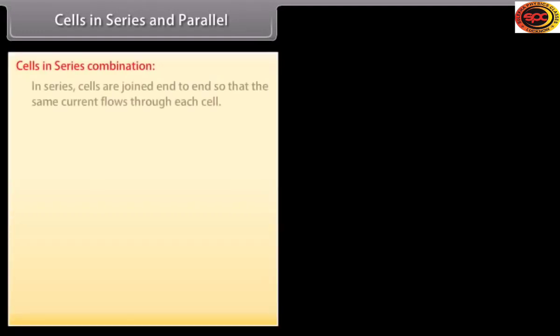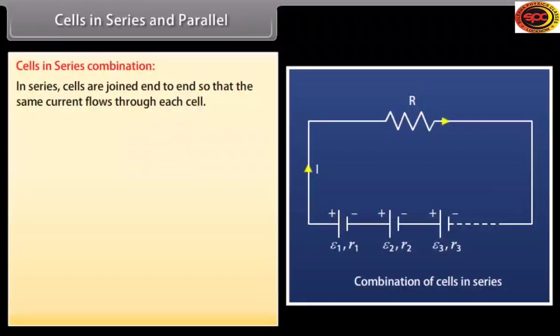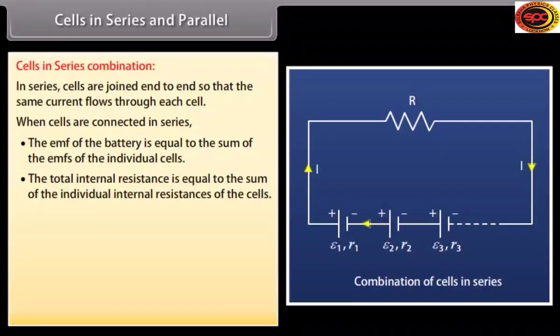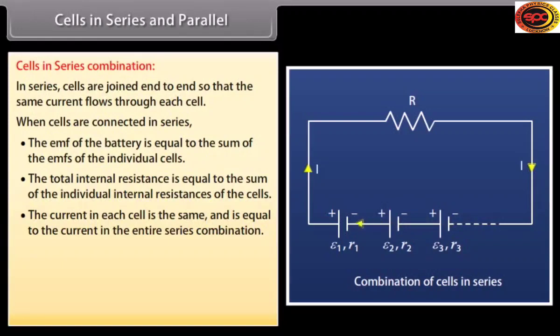Cells in series and parallel. Cells in series combination. In series, cells are joined end to end so that the same current flows through each cell. In ordinary series connection, the positive terminal of one cell is connected to the negative terminal of the second, the positive terminal of the second to the negative terminal of the third, and so on. When cells are connected in series, the EMF of the battery is equal to the sum of the EMFs of the individual cells. The total internal resistance is equal to the sum of the individual internal resistances of the cells. The current in each cell is the same and is equal to the current in the entire series combination.